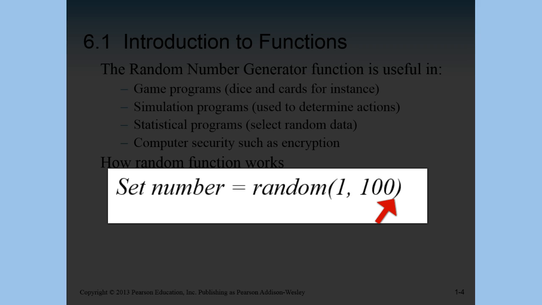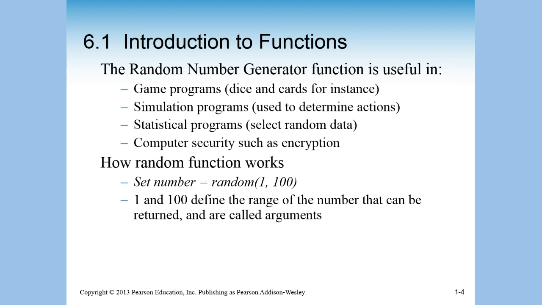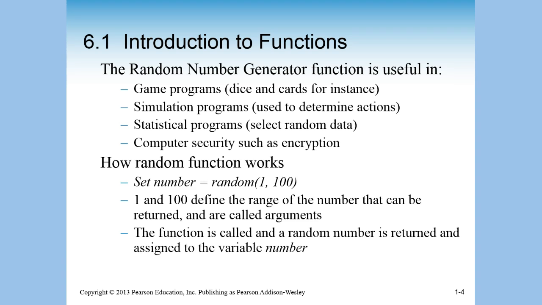When the program runs and this line of code is reached, the parser searches out the function with the name random. The arguments 1 and 100 are passed in, and the function does its black box work and returns a random number between 1 and 100. When the value is returned, it is stored in the number variable. Once you have that returned to the calling statement, you are able to use that variable wherever else you want to use it in your program.